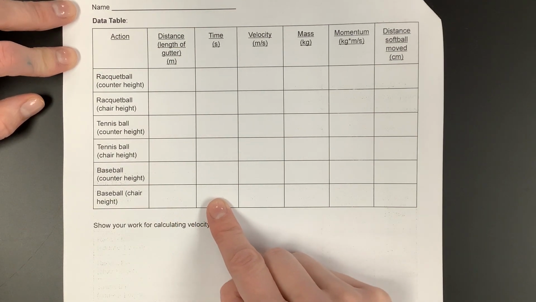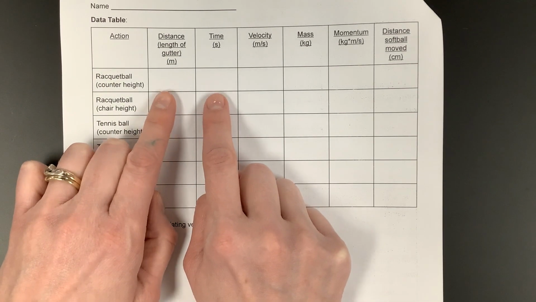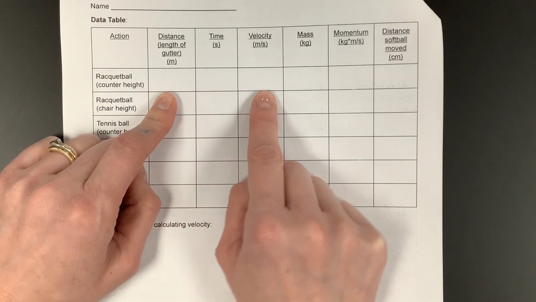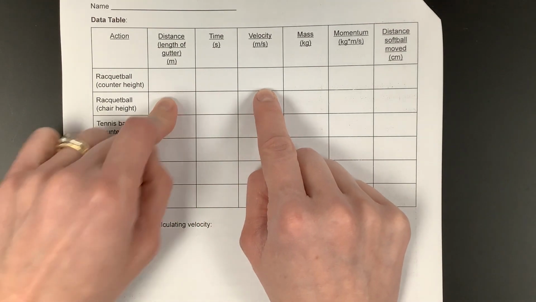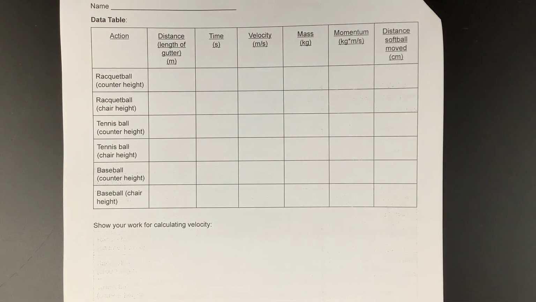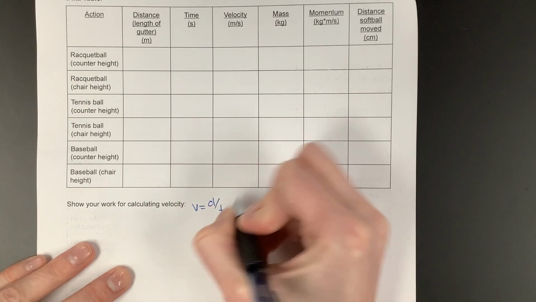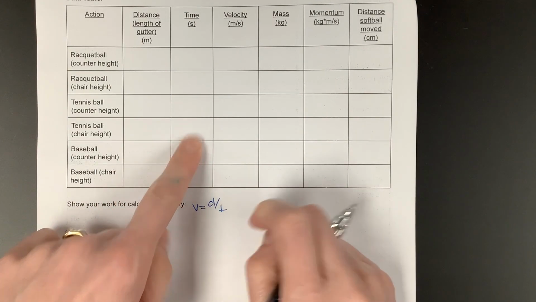You're also measuring the time it takes for each one of these to go the length of the gutter. So your time and your length go together. Then you'll be calculating velocity. Velocity is distance divided by time. Show your work down here for calculating velocity, the distance divided by the time.